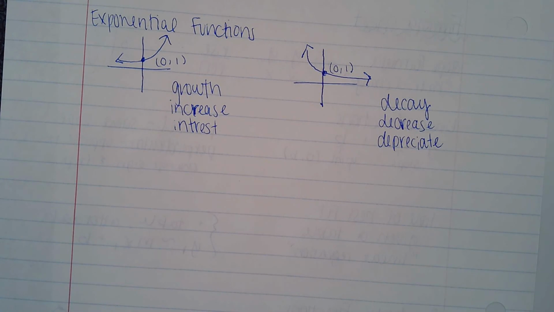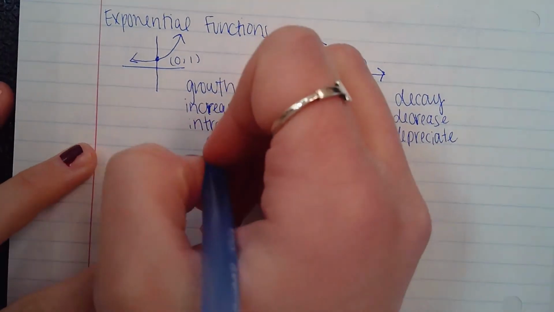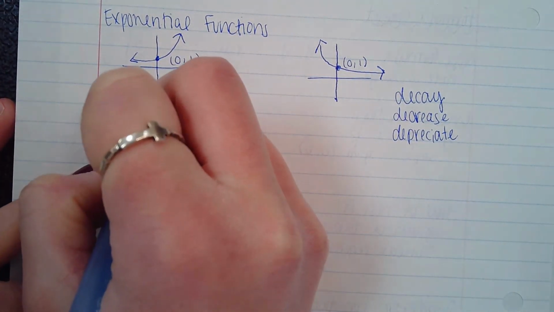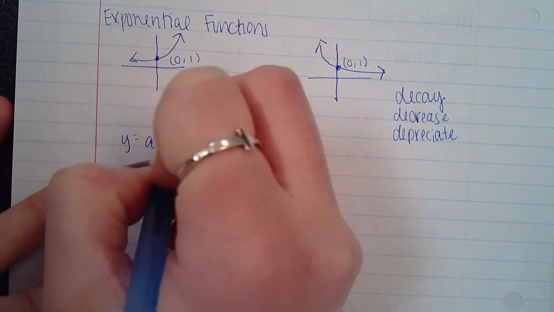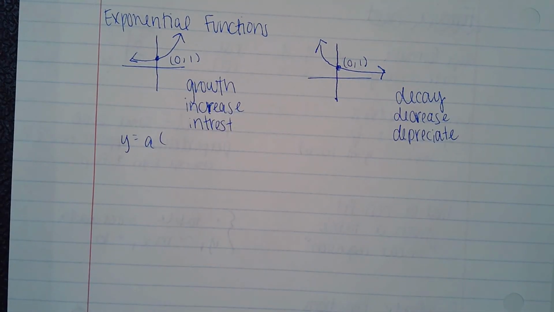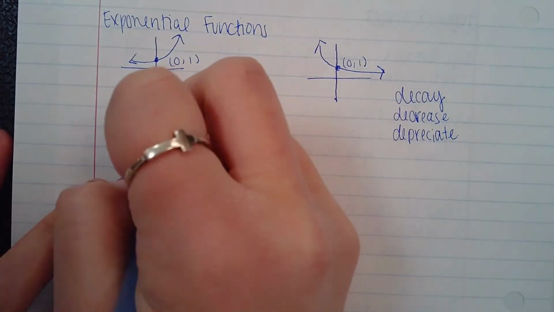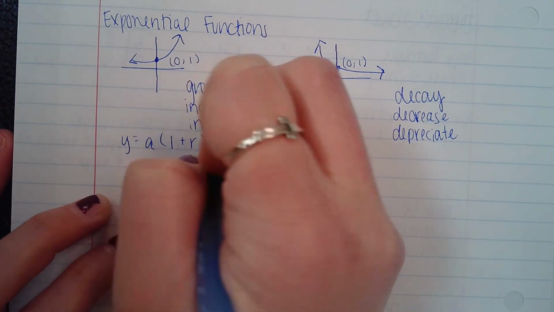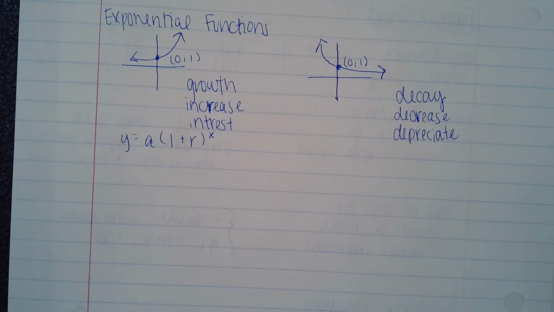So the next thing we're going to do is write our formulas here. So for exponential growth, we have y equals, we always have that a value out front, which is like your starting amount or your initial amount. So like if we invest that $100, then that would be 100. Inside the parentheses, we say 1 plus your rate. So 1 plus r. And then our x goes in the exponent. That's what makes it an exponential function.